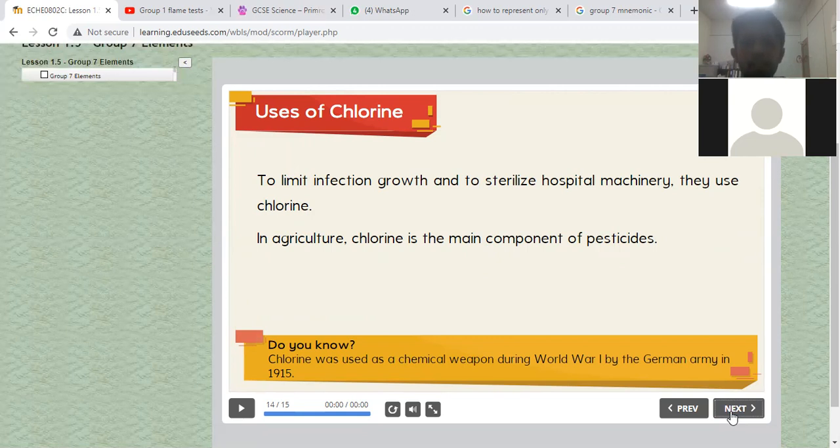Okay, then next one is in agriculture. So chlorine is the main component of pesticides. Pesticides are things that can kill the pests. Okay, so down there you can see chlorine was used as a chemical weapon during World War I by the German army.